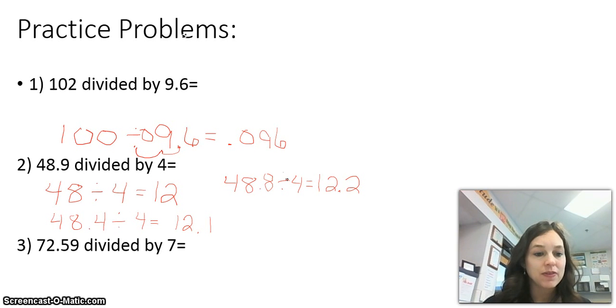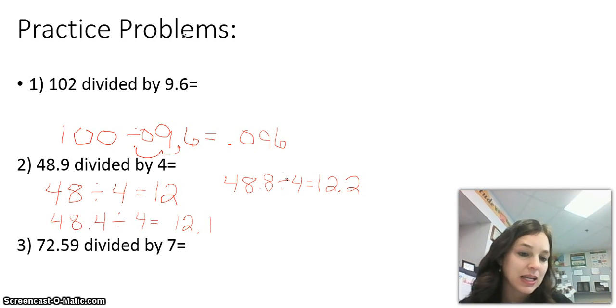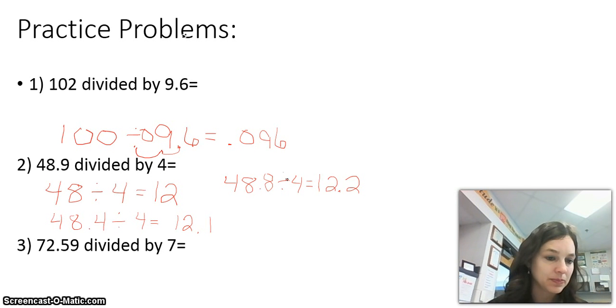What about 72 and 59 hundredths divided by 7? Well, we would want to think 72 can go into 70 pretty easily, and 72 and 70 is pretty close. 72 is way closer to 70 than 77, so 70 divided by 7 is 10.